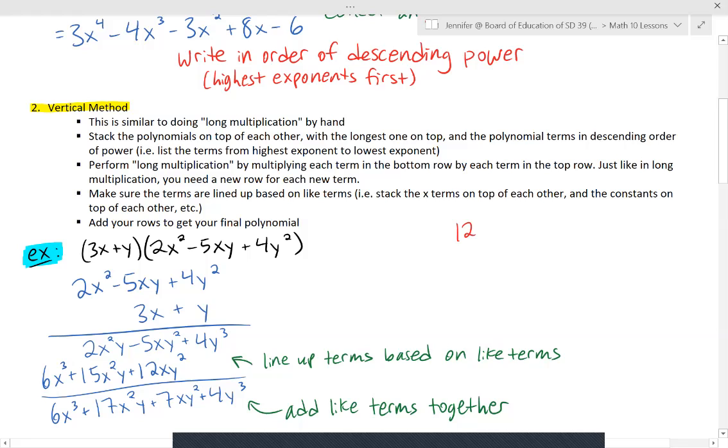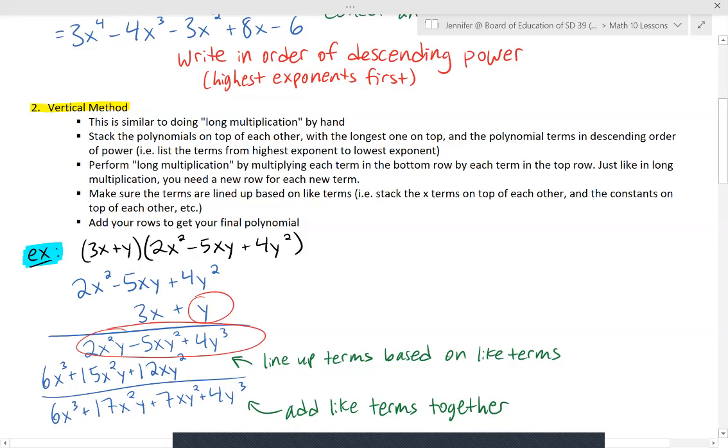Like if I was multiplying 123 times 54, let's say, you would set it up like that, right? The bigger number on top, the smaller number on the bottom, and they would be stacked on top of each other. The other thing I reminded you of is make sure the polynomials are in descending order of power. In this case, they are already, so that's fine. But sometimes you might have to rewrite the polynomial so that they're in order of descending power. Then you're going to perform your long multiplication by multiplying each term in the bottom row by each term in the top row. So what I've done here is I multiplied y by every single term on the top polynomial.